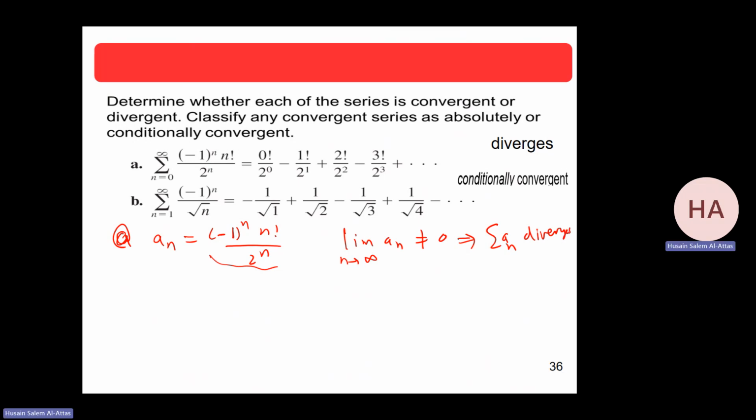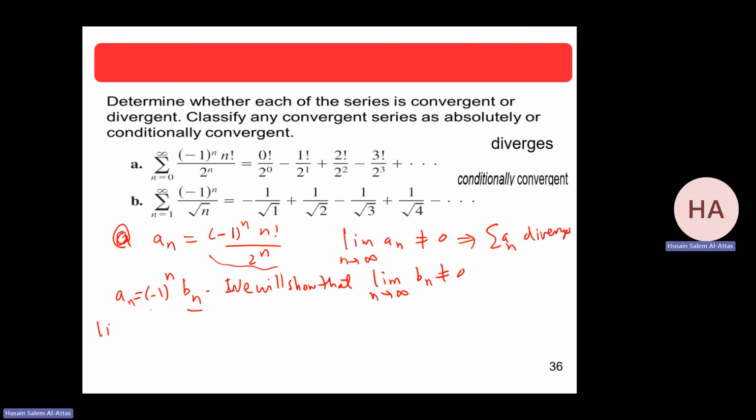How to do that? I will take AN as minus 1 to the power n times Bn. We will show that the limit of Bn is not equal to 0. If that is not equal to 0, then for sure minus 1 to the power n times Bn is not equal to 0. How to check this?